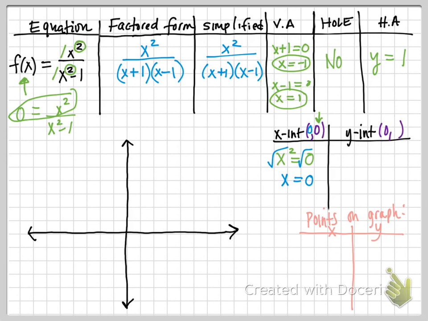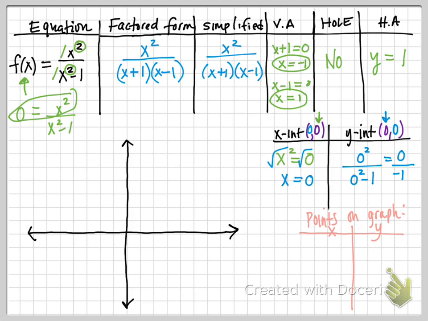For the y-intercept, we're going to be setting x equal to 0. So I'm plugging in 0 for x. In the numerator, I would have 0 squared, and in the denominator, I would have 0 squared minus 1. So this is 0 divided by negative 1, and 0 divided by any number is still 0. So the x and y-intercept are both at the origin, 0, 0. So let's go ahead and start graphing.